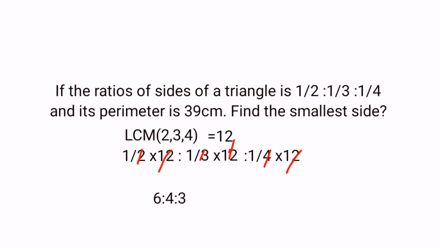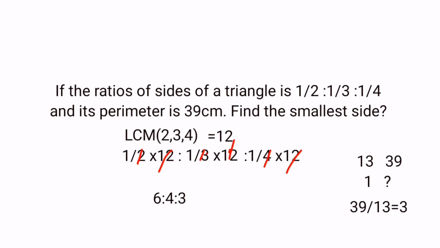In the question, the perimeter is given as 39 centimeter. We know that perimeter is the sum of all the sides of a triangle. So, it means that this 39 centimeter is divided in the ratio 6 is to 4 is to 3. That is, it is divided into how many parts? 6 plus 4, 10, 10 plus 3, 13 parts. 13 parts is equal to 39. From this, one part will be equal to 39 by 13, that is equal to 3.